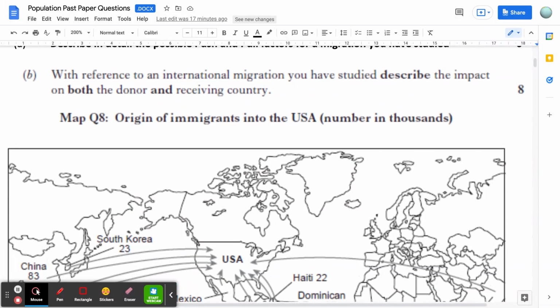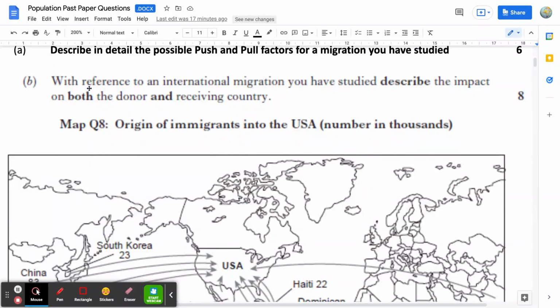Okay, it's well worth revising a very detailed response to both impacts on the donor as well as impacts on the receiving country, in this case Poland and the UK, and you'd want to start off your answer by clearly referencing the case study that you are talking about.